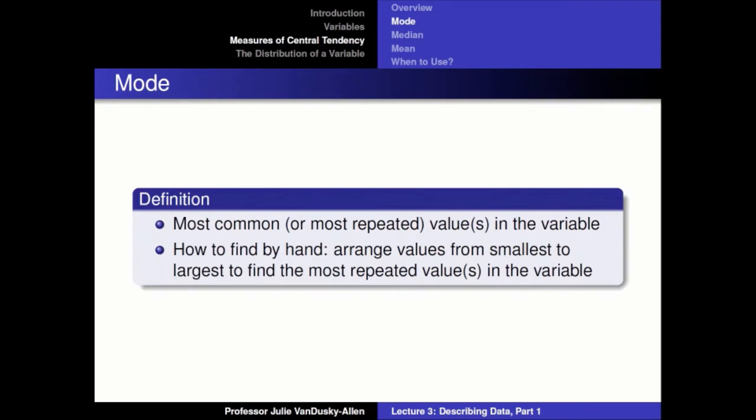The mode is the most common or most repeated value of the variable. In order to find the mode by hand, you arrange the values from the smallest to largest. Then you find the most repeated values in the data set.